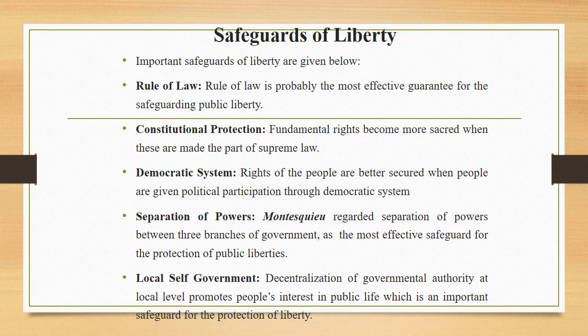Democratic system. Number third, safeguards of liberty. Rights of the people are better secured when people are given political participation through a democratic system. So people can protect and safeguard their rights in a democratic system where they get an opportunity to elect their representative, to elect their government. So through participation, they get a better chance to secure their rights.